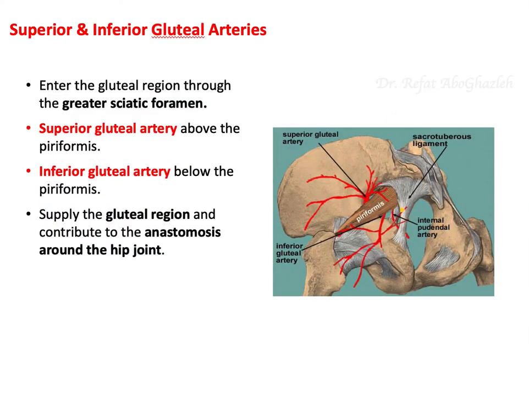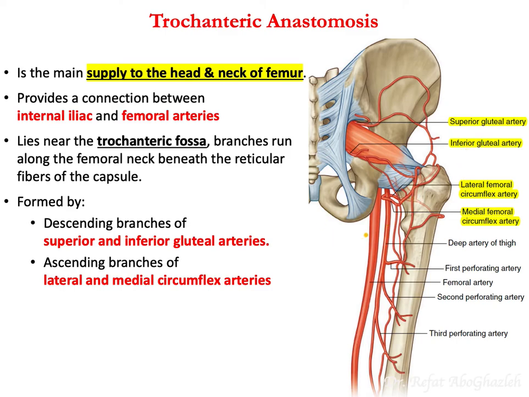So this is another view showing the piriformis and the blood vessels above it and below it, including the superior gluteal and inferior gluteal vessels above the piriformis and below it. And these vessels create a kind of anastomosis. One is known as the trochanteric anastomosis and another one the cruciate anastomosis. So let me start with the trochanteric anastomosis. From its name, trochanteric, it's near the greater trochanter, exactly near the trochanteric fossa. This is the trochanteric fossa, should be here, right?